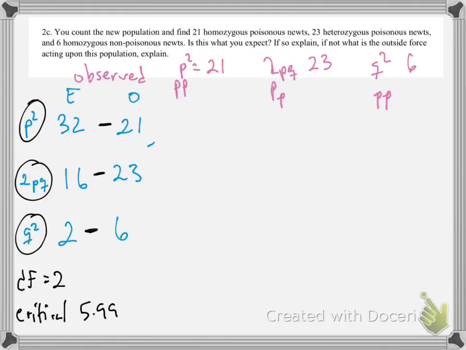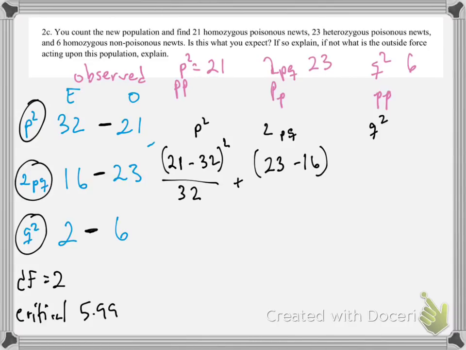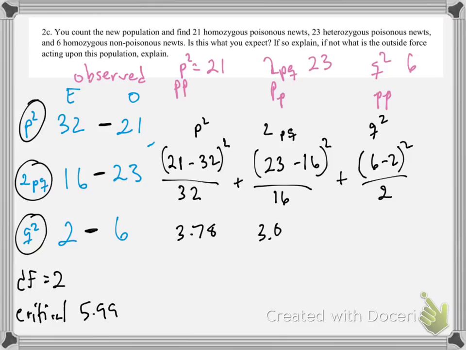So again, I like to write it above just to make sure that I'm not making silly mistakes. So let's do the chi-squared for all 3. So P squared, my observed is 21, minus my expected of 32, square that, over 32. Add that to observed 23, 16 expected, squared over 16. And finally, 6 minus 2, squared over expected of 2. This gives me 3.78. This gives me 3.06. This gives me 8 for a total of 14.84.